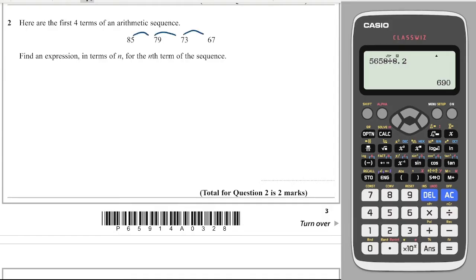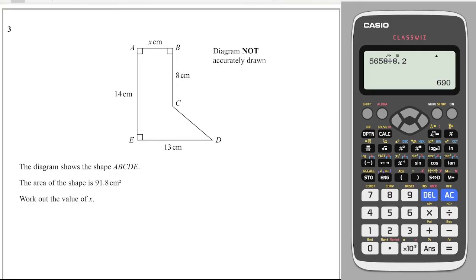Next question. Nth term. We look at the gap between each of the terms, and in this case it is minus 6, minus 6, minus 6, so therefore it's minus 6 times n. And then I like to look at the 0th term. Imagine what term would go in that position. Well, I'd have to add 6 to it, and that would be 91. So it's minus 6n plus 91.